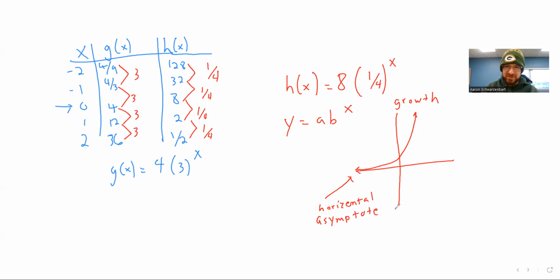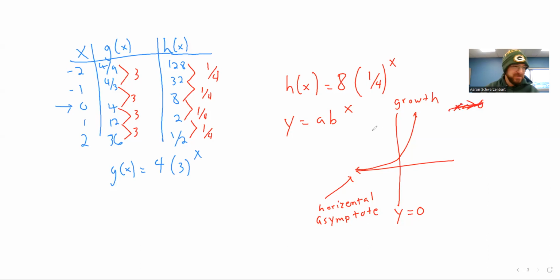That is the default. We will move them later. But for now, the default is 0. This is growth. Growth exists when x is greater than 0. So if this is a positive x in the exponent.